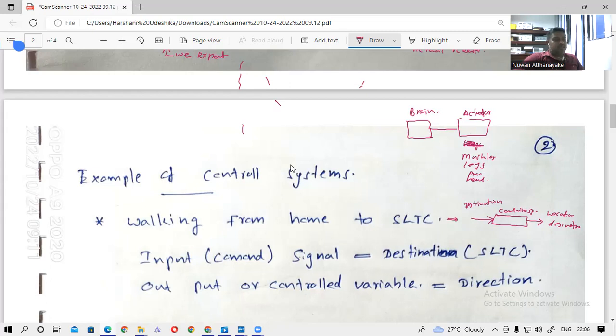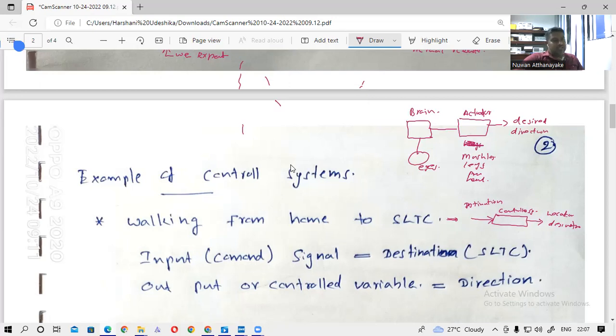And you should have some sensors also for this task. The sensor will be your eyes. You have to see the location, you have to see the road environment. Then the brain will get information from the eyes, whether there are obstacles, the road is bent or straight. And the brain will give commands to the actuators to act accordingly. Then you can walk in the desired direction.